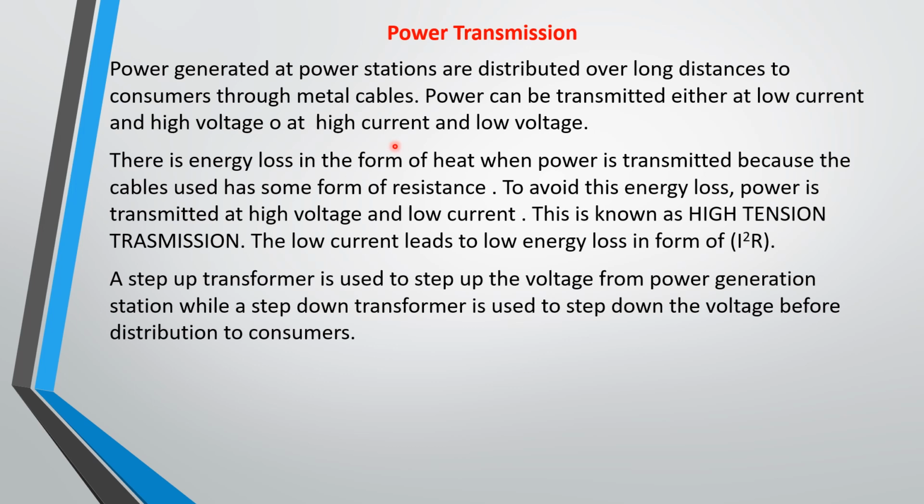Alright, so when power is generated and transmitted, there is heat loss, or there is energy loss in the form of heat, right? So when power is transmitted, there is energy loss. Why? Because of the resistance of the cables that are used to transmit the power. So energy is lost in the form of heat, and most of this energy that is lost is as a result of resistance. Okay, so it's a result of resistance.